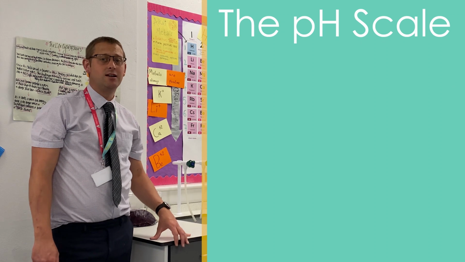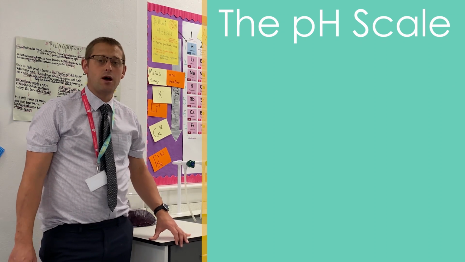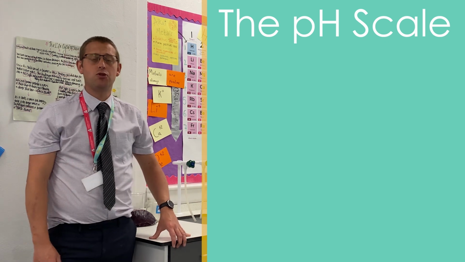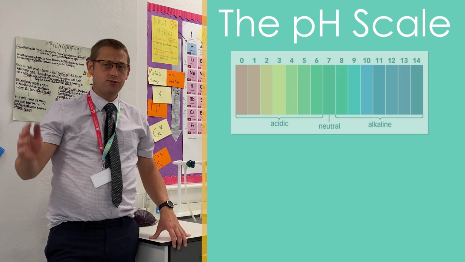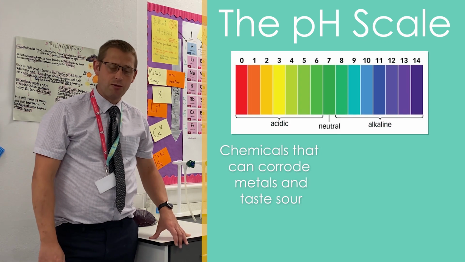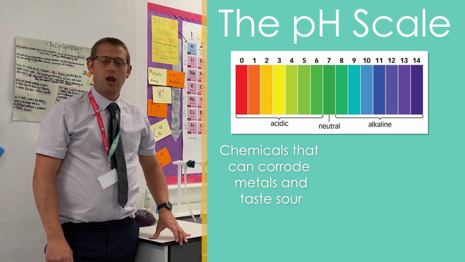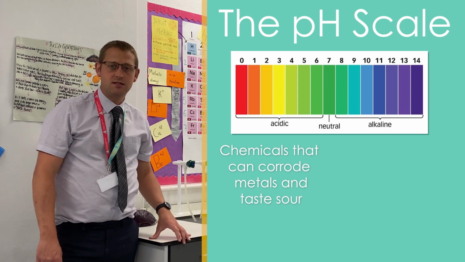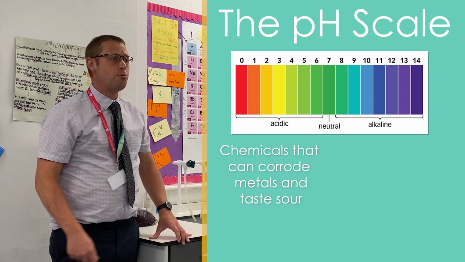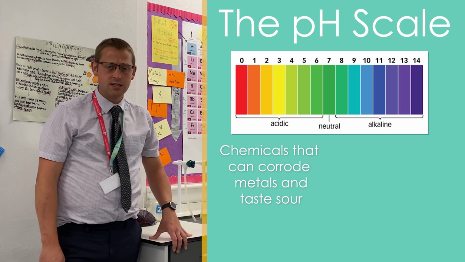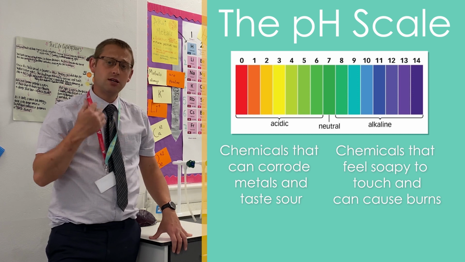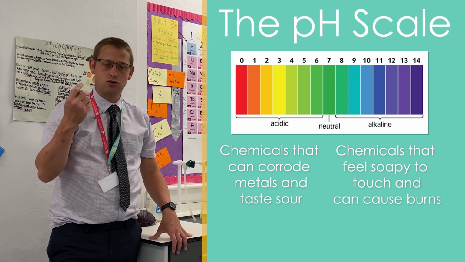So as you can see today, our lesson is all going to be about acids and alkalis and something called the pH scale. And the pH scale that you can see on the board shows a range of colours from red all the way through to blue, and the numbers next to it run from 1 to 14. Below 7 is an acid. These are chemicals that can corrode metals and taste sour in our mouths. Above 7, we've got alkalis. These are chemicals that feel slimy or soapy as you touch them and can cause high pHs, cause burns and things like that.